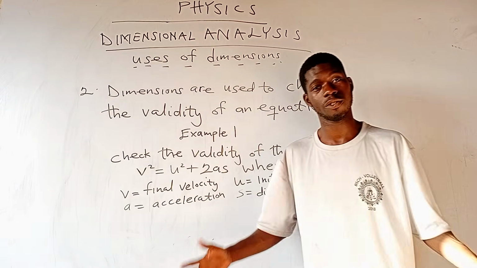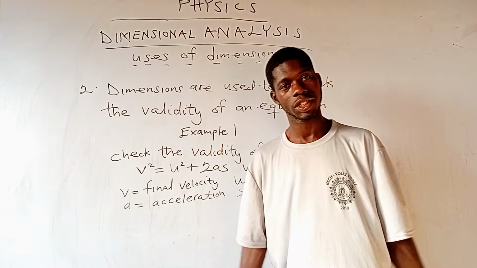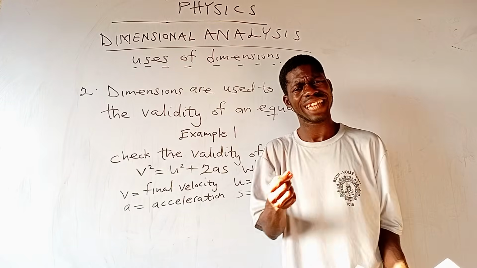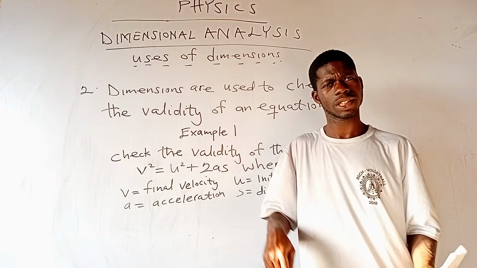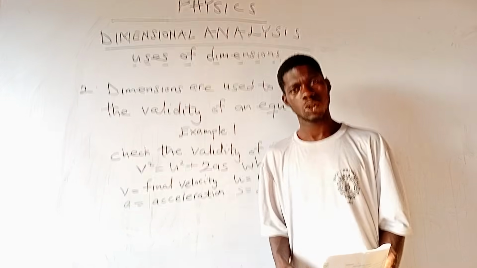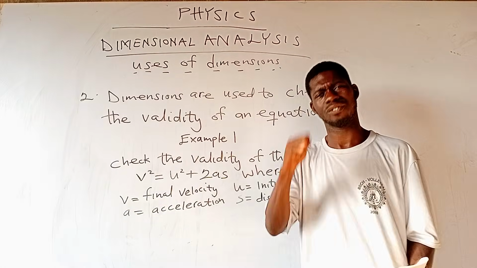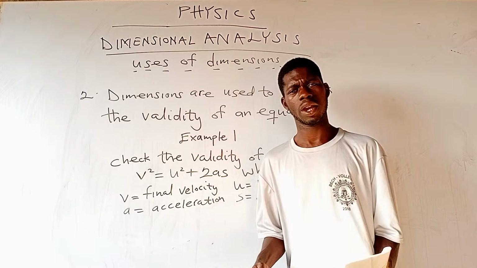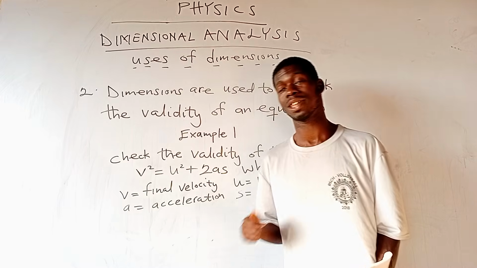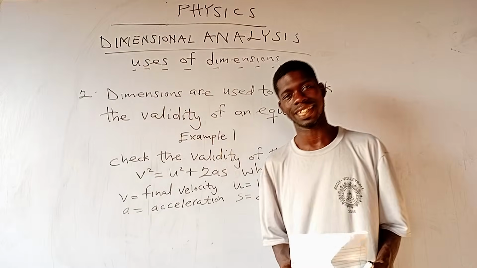Sometimes you meet a lot of formulas or equations. So if you see some equation around, you can use dimension to check whether that equation is valid or it exists. It is used to check the validity of that equation, so you're able to notice that this equation exists in the system.